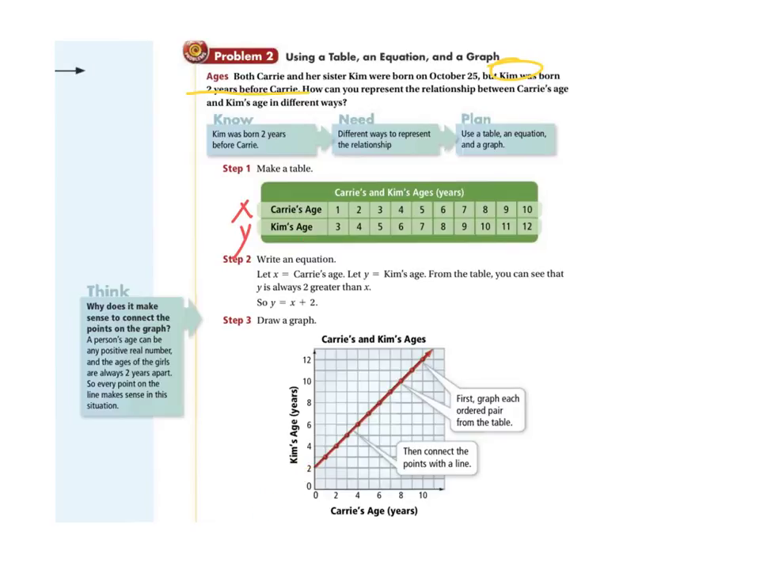Notice there's no negatives on here. It doesn't make any sense. You can't have a time machine. You can't go back in time. They can unage, you know.